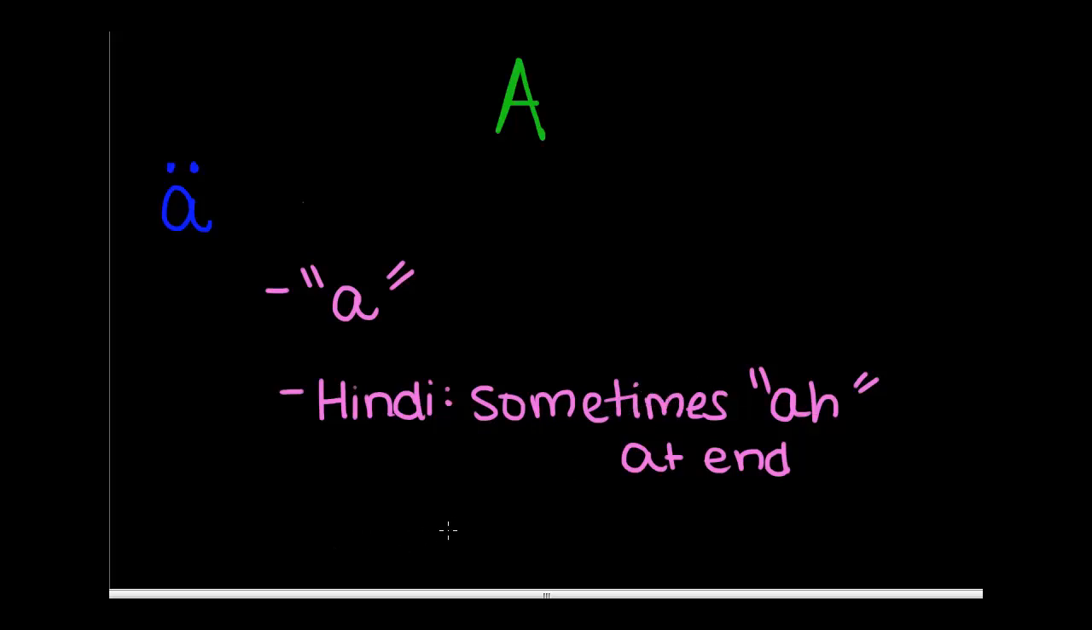Also in Hindi, it's rarely going to be an O. There's probably like 5 words, or 3 words, I don't even know. It's very rare. So that's definitely the way to spell it if you know the word. If not, you're good with just an A. In Hindi, sometimes the end has an AH. So let's look at some examples with these rules.